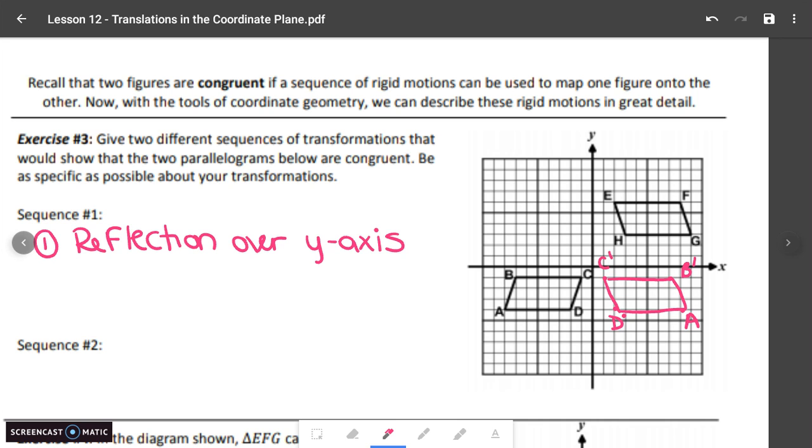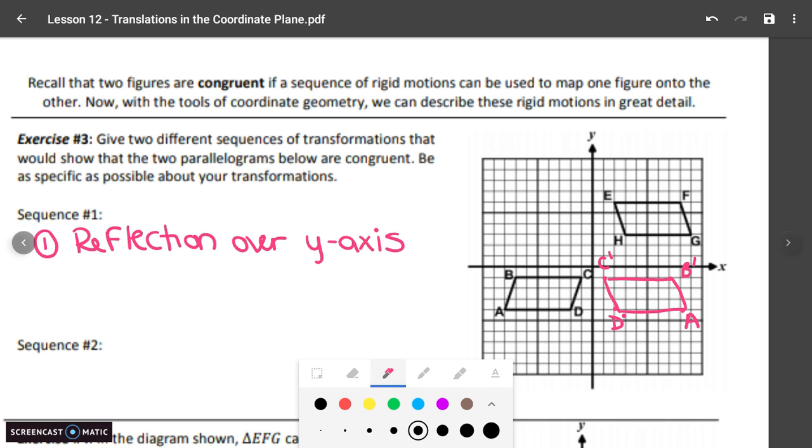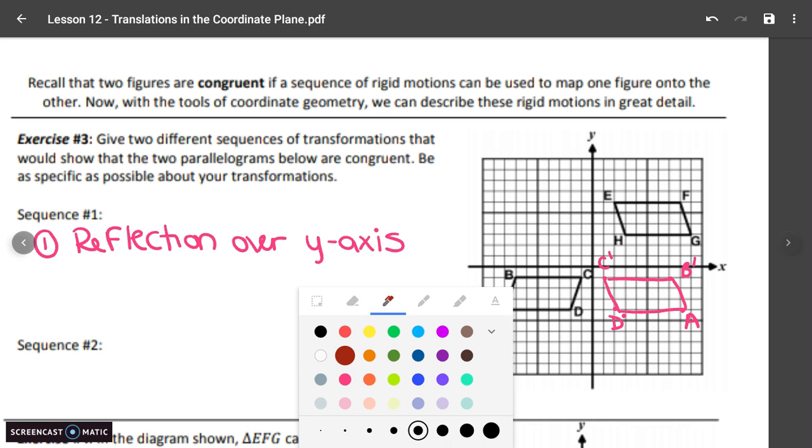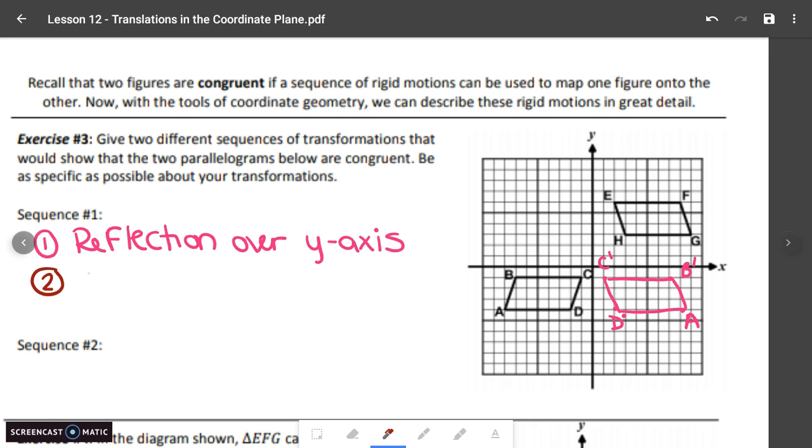So now it's like a good start. We'd still need to map these onto one another, but we can finish this off by having a translation. Now notice how specific I'm being. I wrote over the exact line I wanted to, and I'm going to say exactly how much I want to translate. So I'm going to say 1 unit to the right, rather.